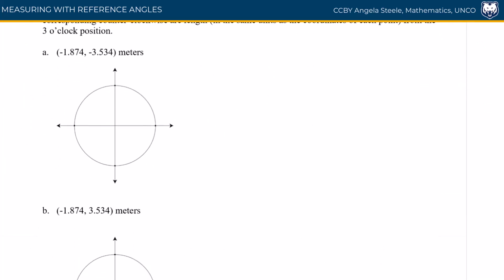What I want you guys to do for problem 14 is you will notice that there are 3 parts, but all 3 of those parts have the same point, just located in different quadrants. So I want you to try these on your own. I want you to find the angle measure of each of those points.